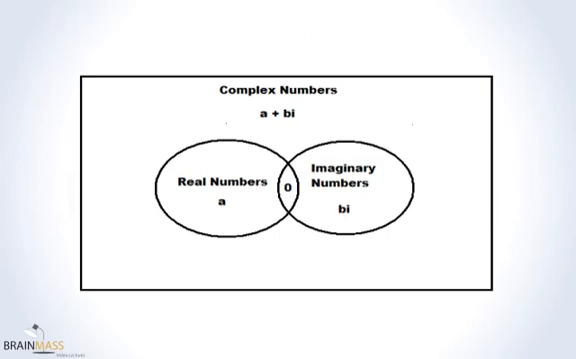The following Venn diagram shows the set of complex numbers as sets. Notice that real and imaginary numbers are both subsets of the complex numbers. Also notice that 0 is the intersection between real numbers and imaginary numbers.